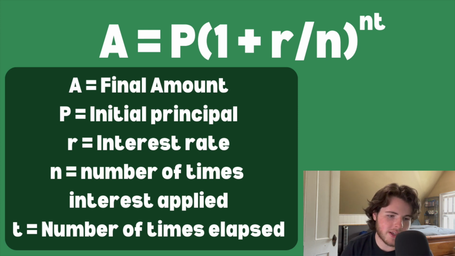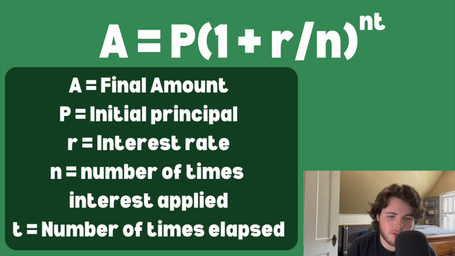So the formula is A equals P, parentheses, 1 plus R over N, parentheses, to the power of NT. This is the formula. A equals the final amount. P equals the initial principal, which is basically your starting amount of money. R is the interest rate you're earning. N is the number of times the interest is applied per time period.